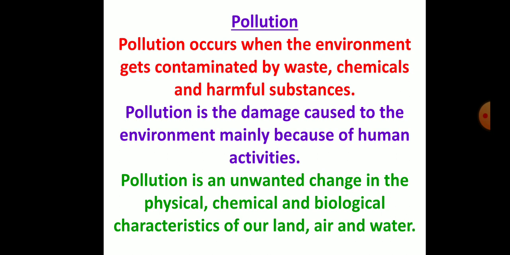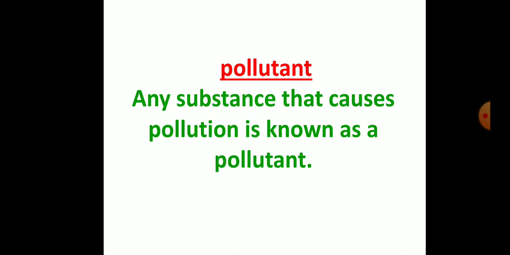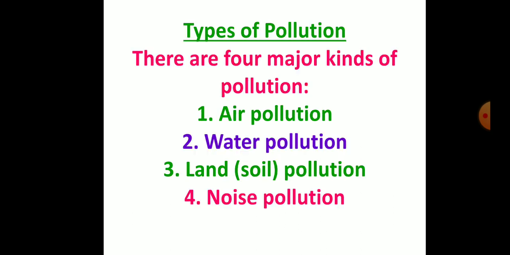Pollution. Pollution occurs when the environment gets contaminated by waste, chemicals, and harmful substances. Pollution is the damage caused to the environment mainly because of human activities. Pollution is an unwanted change in the physical, chemical, and biological characteristics of our land, air, and water. Pollutant. Any substance that causes pollution is known as a pollutant. Types of pollution. There are four major kinds of pollution. They are air pollution, water pollution, land pollution, which is also known as soil pollution, and noise pollution.